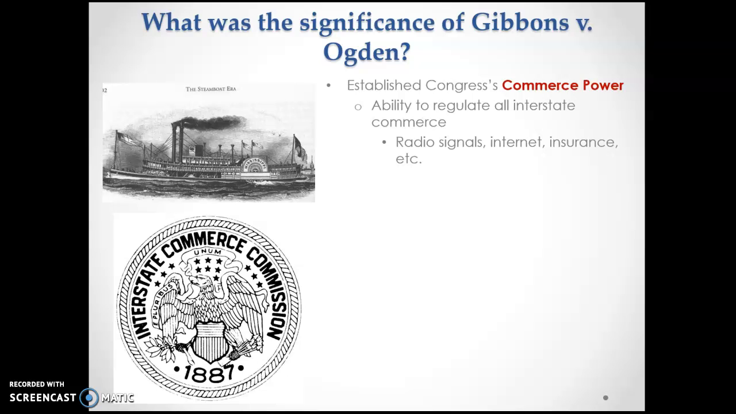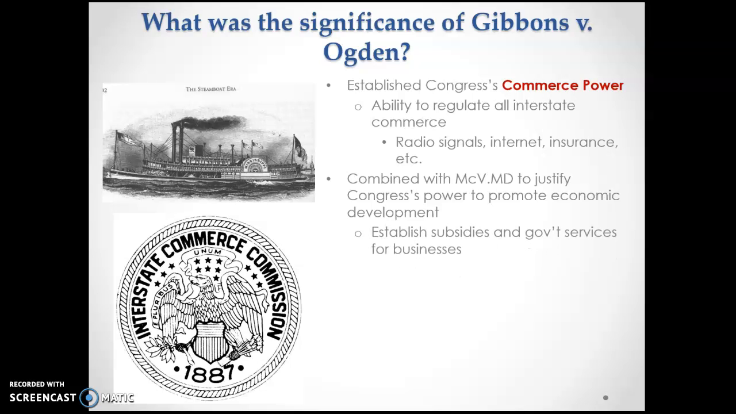If you can suddenly regulate anything that has to do with business between the states, then Congress is the only one that can regulate the internet and insurance and radio signals and car production and things like that. And so, like I said, when you combine this with McCulloch v. Maryland and the creation of the necessary and proper clause, then broadly Congress's power to promote economic development or regulate the economy is enormous. And so the commerce power has been used by the federal government to create subsidies, right?